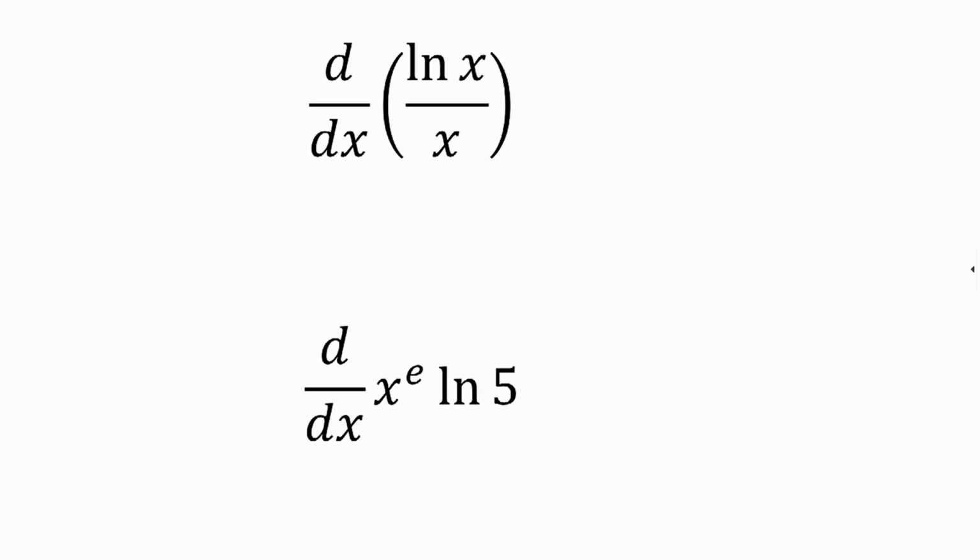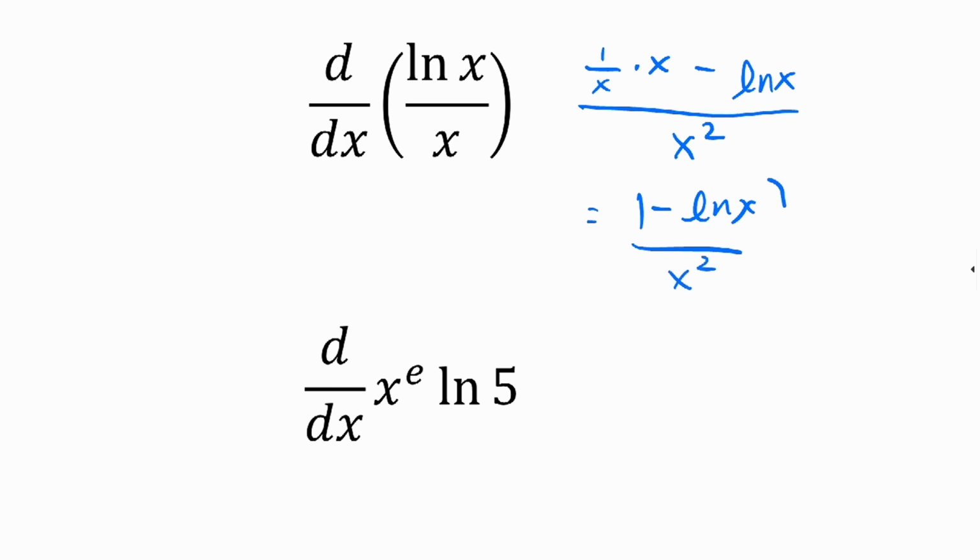ln of x over x. Quotient rule. So, derivative of the top. What is the derivative of ln of x? That is just going to be 1 over x multiplied by the bottom, and nicely that cancels out. That'll eventually go to 1. Subtracted by the derivative of the bottom, which is just 1 times the top, which is ln of x, all over x squared. This is really just 1 minus ln of x, all over x squared.